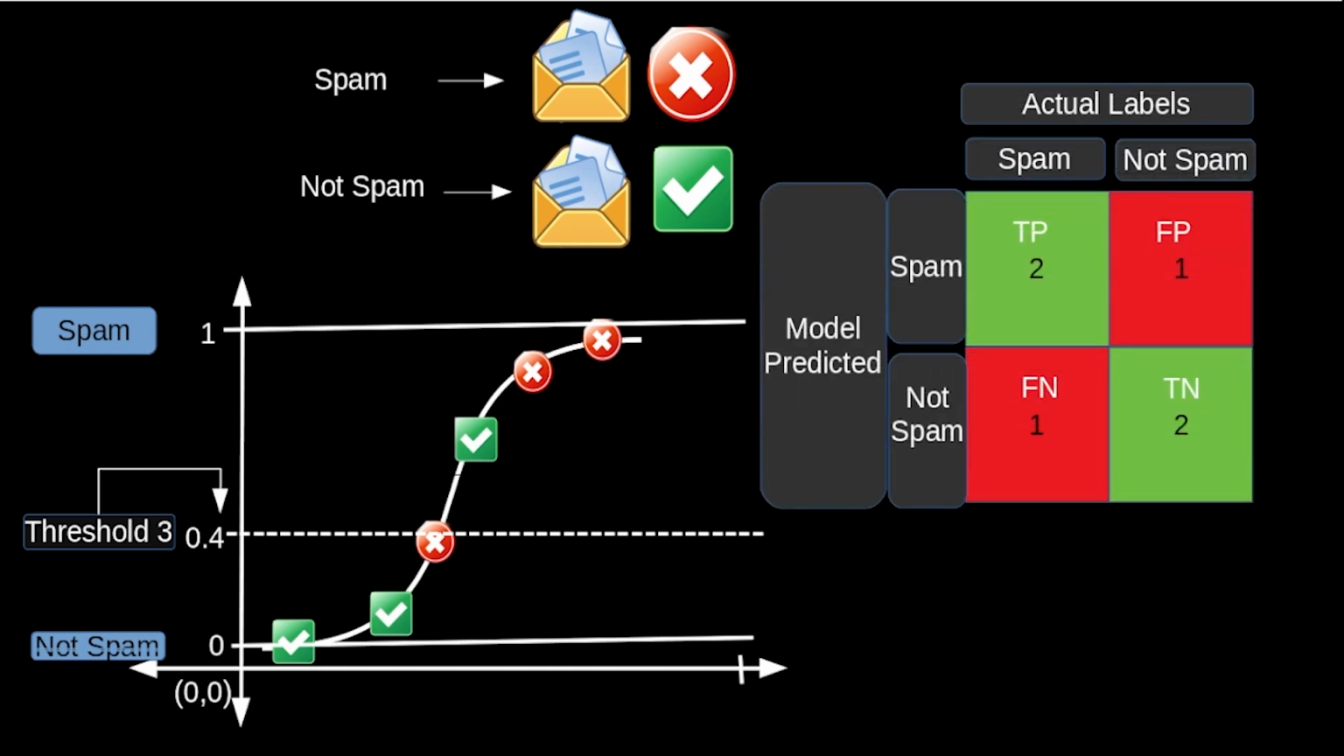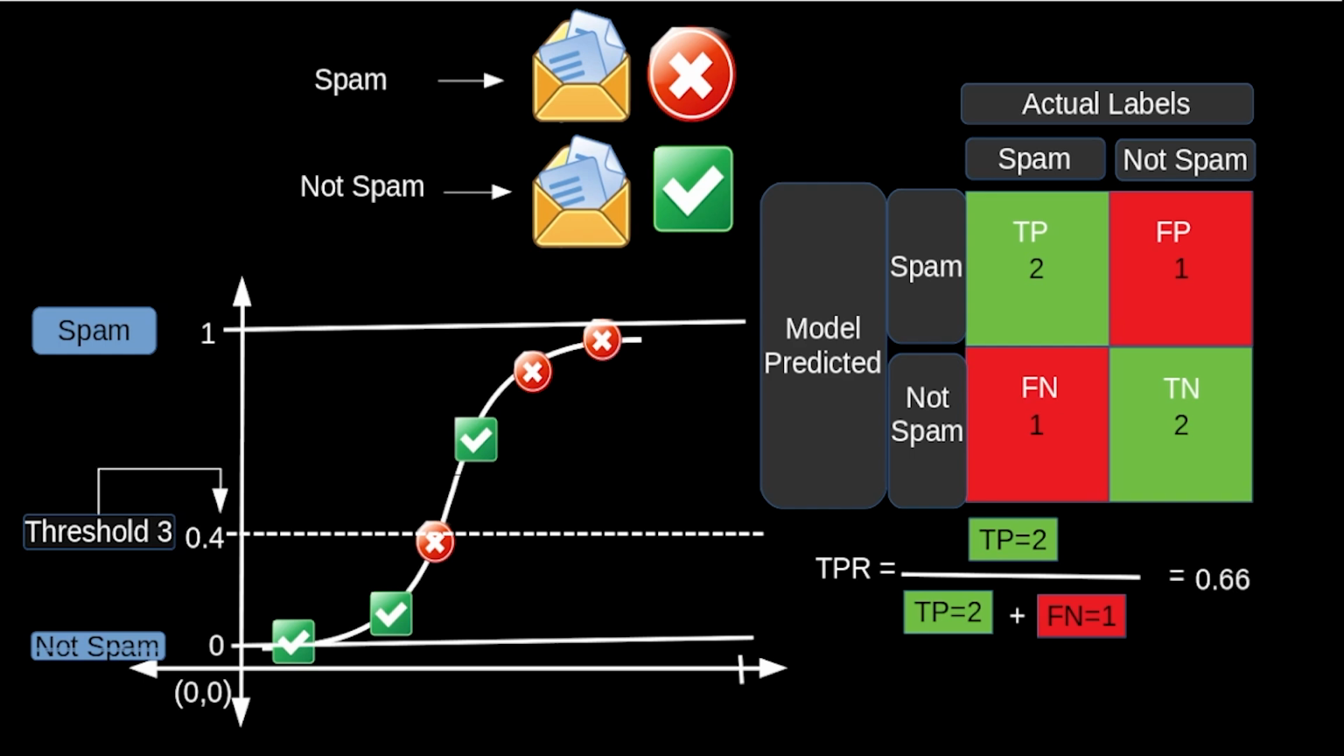This is the confusion matrix for the third threshold, 0.4. Let's calculate the true positive rate. True positive rate equals 2 divided by 2 plus 1, which equals 0.66, and false positive rate equals 1 divided by 2 plus 1, which equals 0.33. So this is the combination of true positive rate and false positive rate at the third threshold, 0.4.